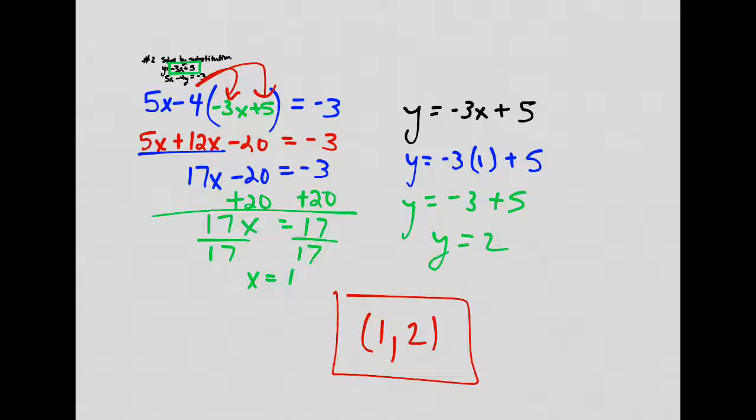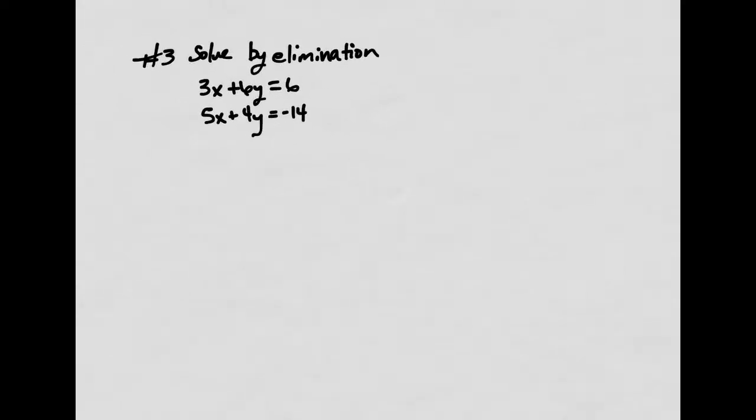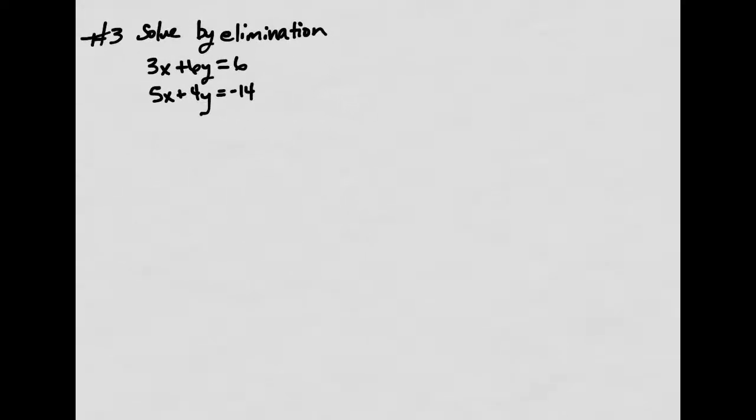You can pause this at any time if they need to stop and write stuff down. Number 3 is elimination. When we do elimination, our first step is to check and see if they're in the same form, which they are. The x's and y's line up in both of these. But I don't have any coefficients that are the same. I don't have any signs that are different. So I need to change the coefficients and the signs.